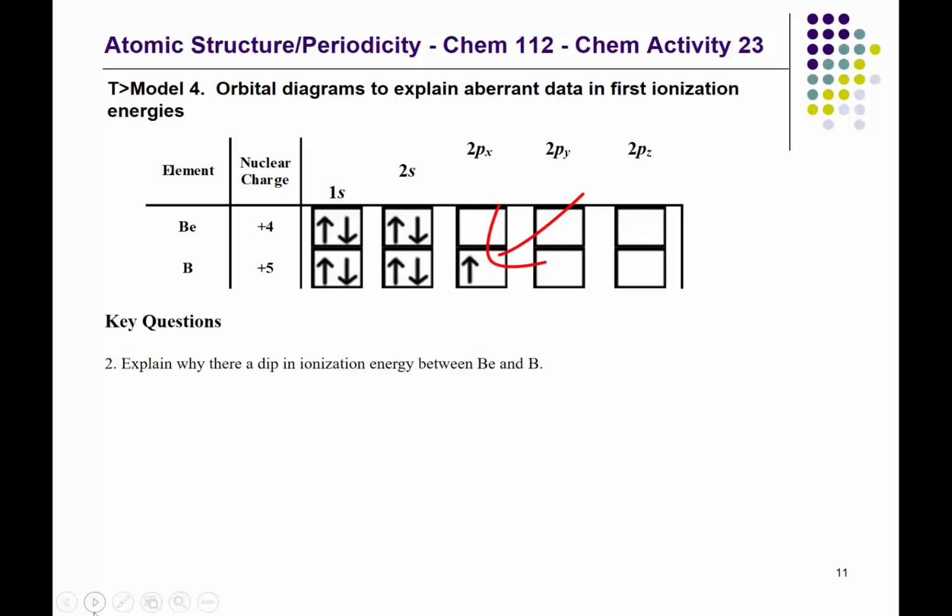Now I've arbitrarily stuck that electron in the 2px, but of course it could be in the 2py or the 2pz. Now going from beryllium to boron, the nuclear charge does increase. So normally we would expect an increase in nuclear charge and that the ionization energy would be greater. And when you're developing an explanation, I think that you should state that, so that we would say something like, although there's an increase in nuclear charge from beryllium to boron, and that sets up that we acknowledge that there is an increase in nuclear charge.